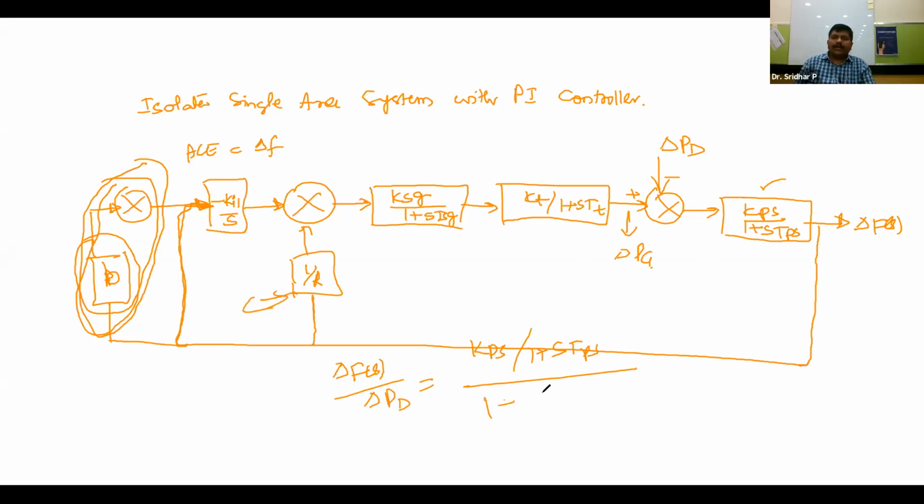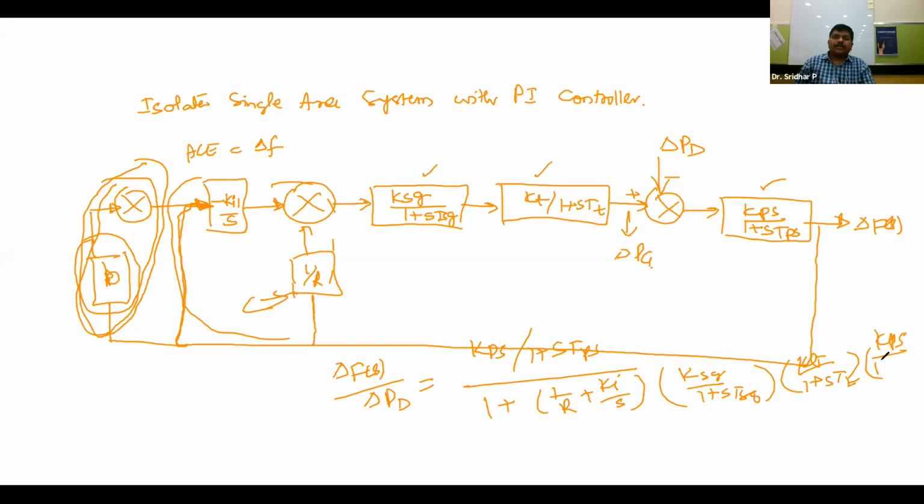So here you will get 1 by R plus Ki by s. These two are parallel to each other, so the transfer function of these parallel paths is 1 by R plus Ki by s. This resultant is cascaded with these two blocks, that is KSG by 1 plus sTSG and KT by 1 plus sTT, and the forward path is nothing but KPS by 1 plus sTPS. So this is the total transfer function here. This is the same thing I have represented in the slide also.